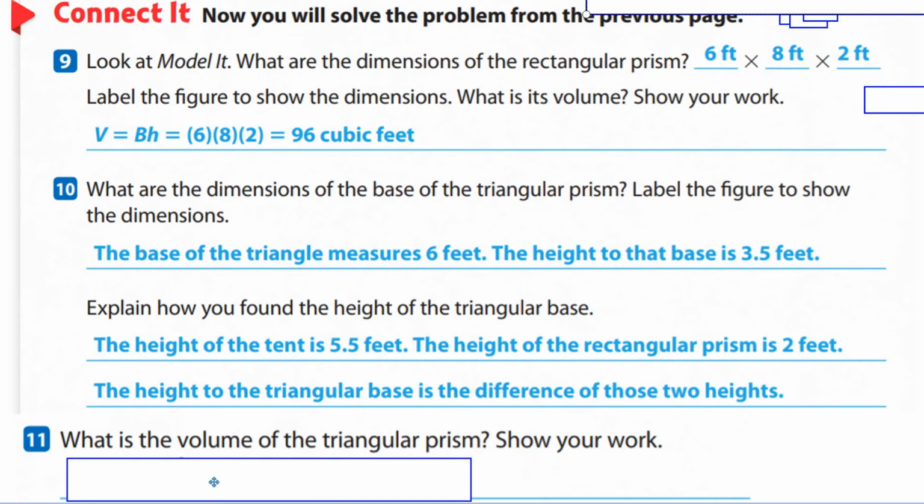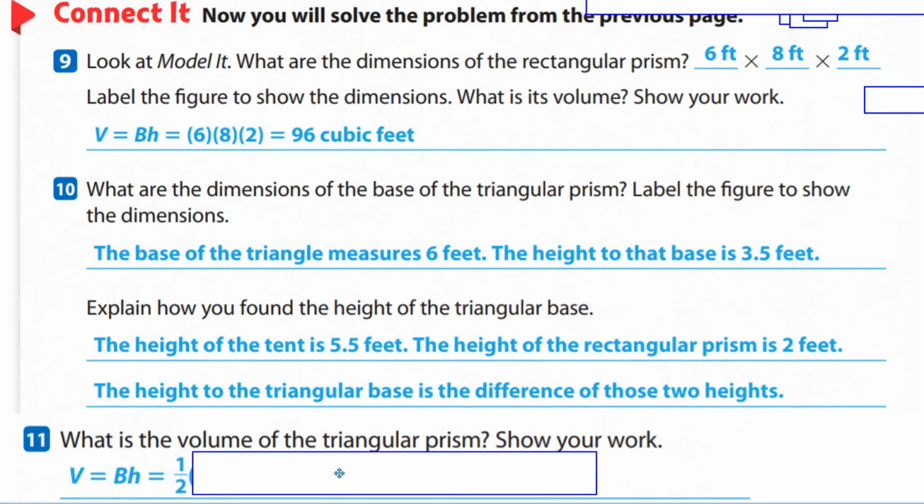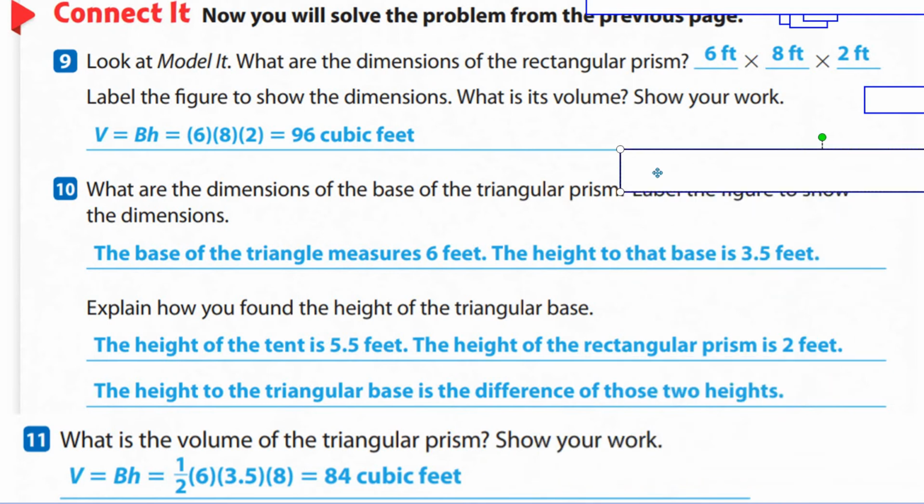Right now, let's do the first one. So base times height, there it is, and 1/2 times base times height, right? Then times the height, just like we talked about. So when you multiply all of them, you get 84 cubic feet. Okay?